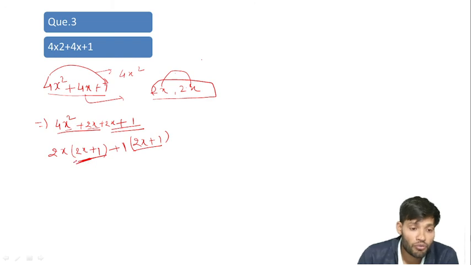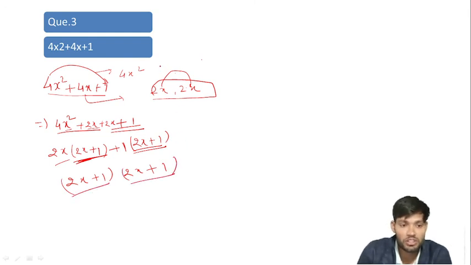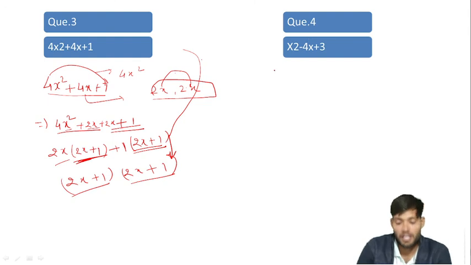So what can we take common from here? 2x plus 1 is common, and there remain only 2x from here and plus 1 from there. So this is 2x plus 1, 2x plus 1. These are the factors of this expression.